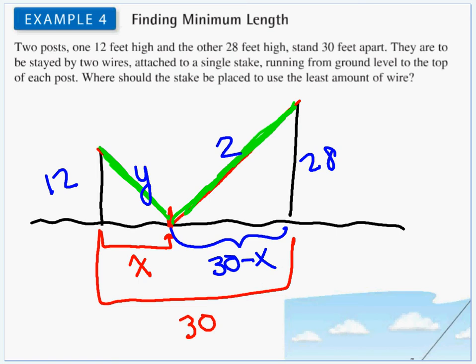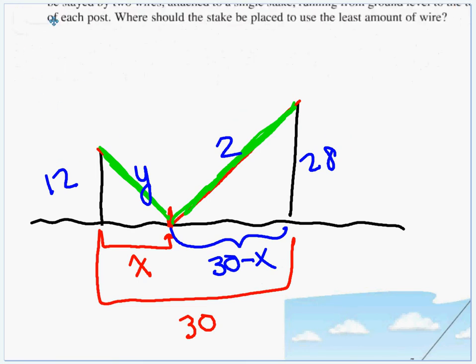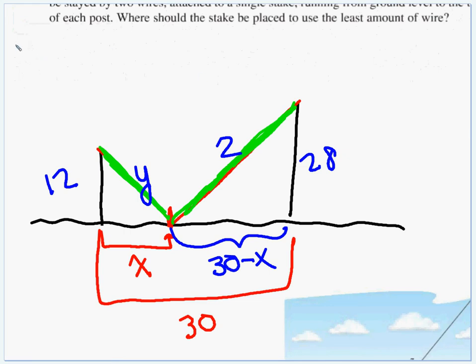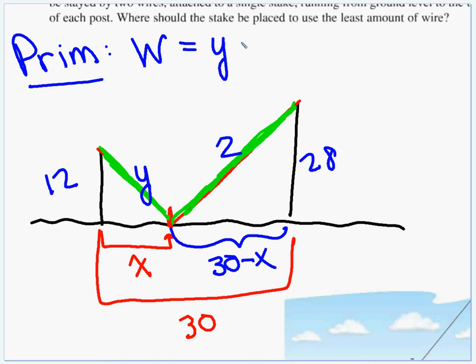Let's come up with our primary equation. Remember, the primary is what we want to minimize or maximize, and that is the highlighted green wire. So we'll just call that capital W. W is equal to y plus z. So there's our primary equation. The wire, W, is equal to the y length plus the z length. This is our primary. This is what we are going to minimize or maximize at some point.